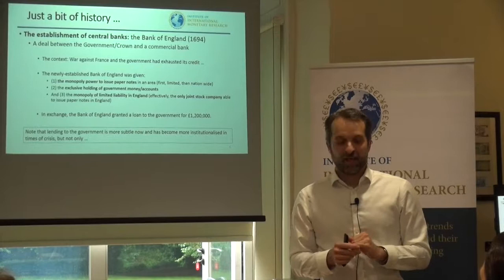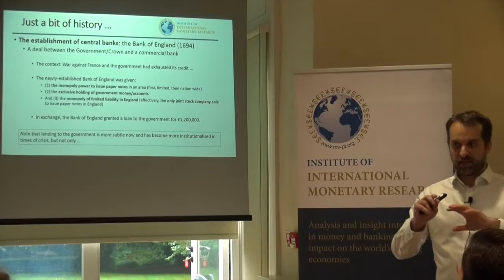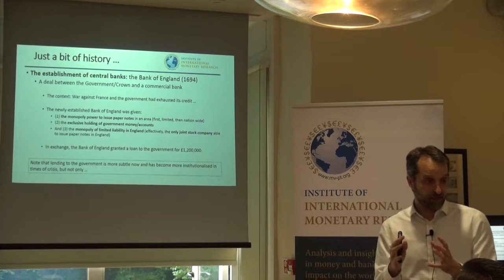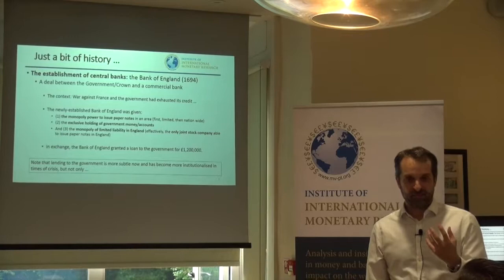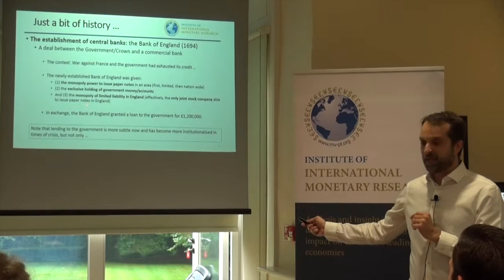The government was going to grant the monopoly power to issue paper notes to that bank in the metropolitan area of London in the beginning, and then it was extended to the rest of the country. So the only bank able to issue, to produce paper notes in that area. That was just in itself a very profitable business. But not only that, the only bank with exclusive holdings of the government's money accounts. So a very big business was going to be given to that bank on top of the monopoly power of issuing paper notes. And finally, it was going to be the only bank in the country able to be established under limited liability.